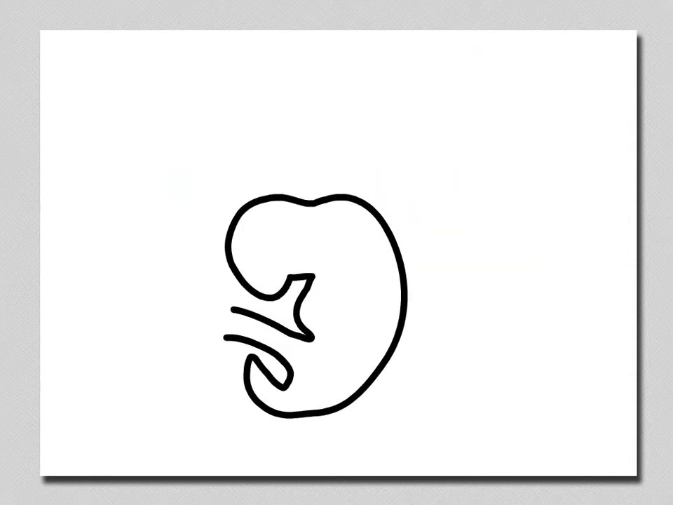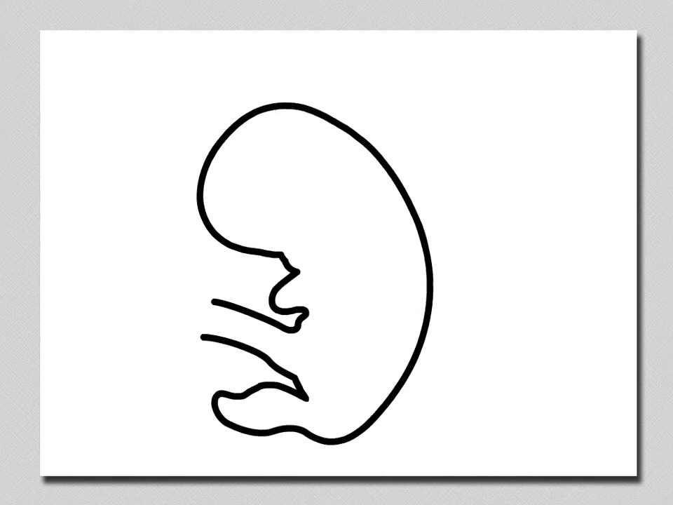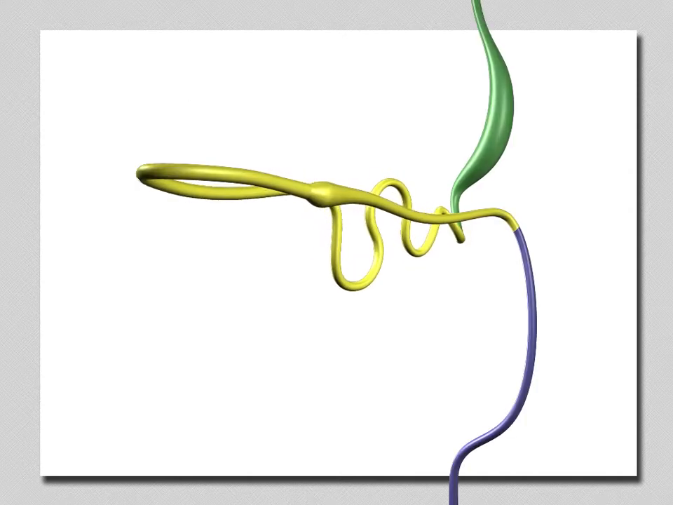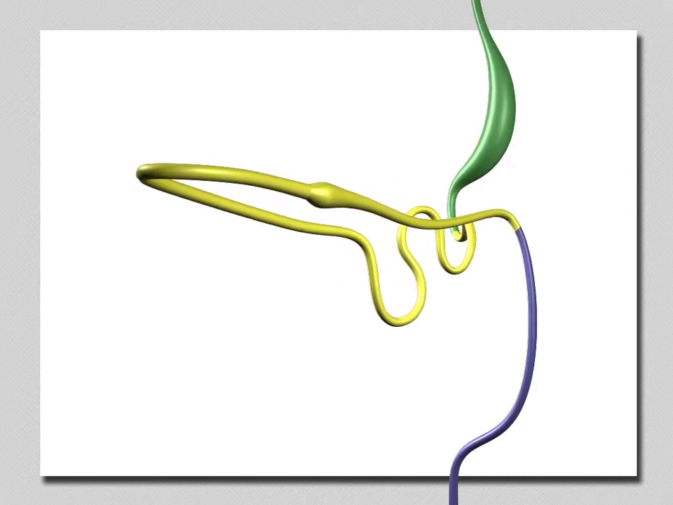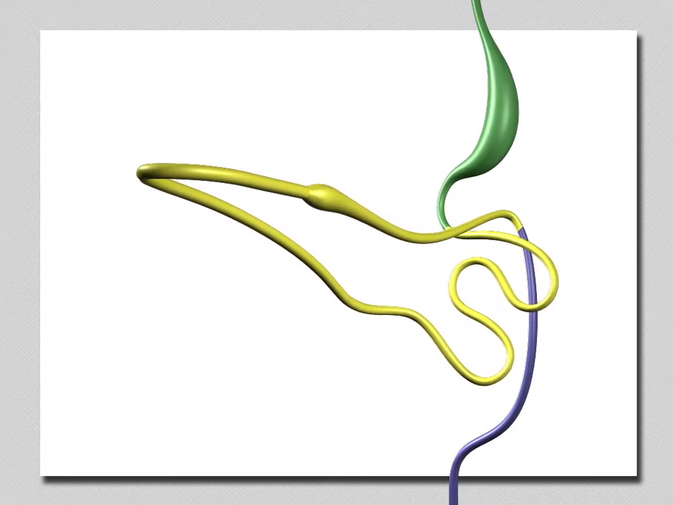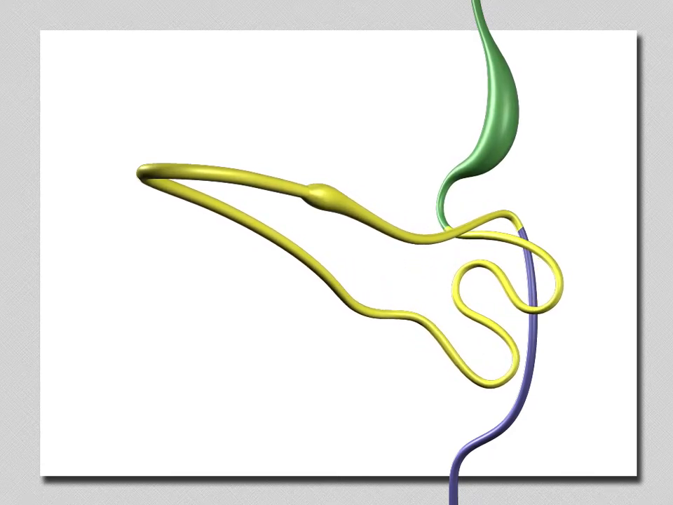The body continues to grow, and by the 10th week, the abdominal cavity becomes large enough for the midgut to return. The proximal part, which will become the jejunum, returns first by passing under and to the left of the distal part. This completes the second 90 degrees of rotation.